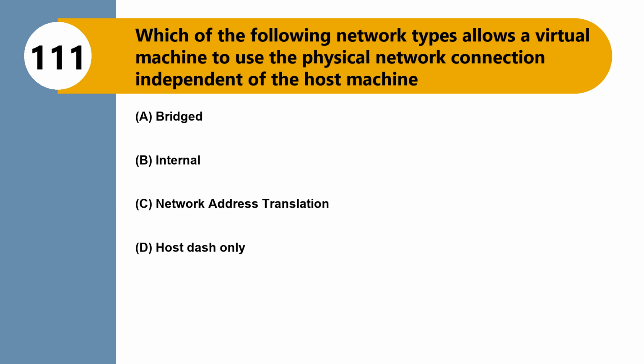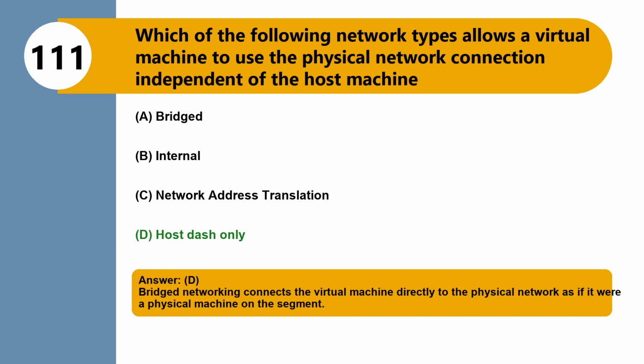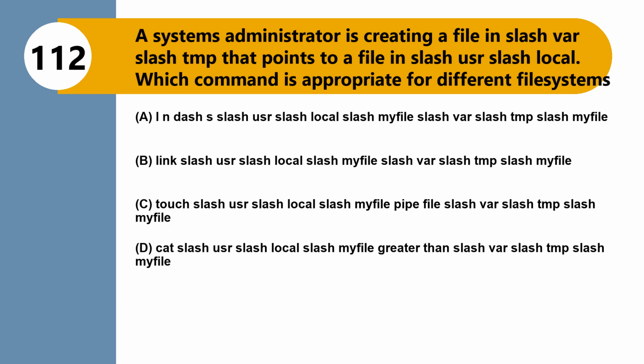Question 111. Which of the following network types allows a virtual machine to use the physical network connection independent of the host machine? Option A, bridged. Option B, internal. Option C, network address translation. Option D, host-only. The correct answer is option D, host-only. Bridged networking connects the virtual machine directly to the physical network as if it were a physical machine on the segment.